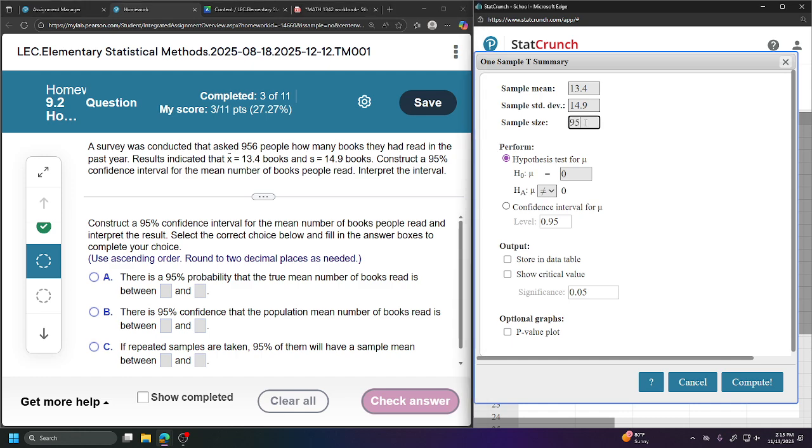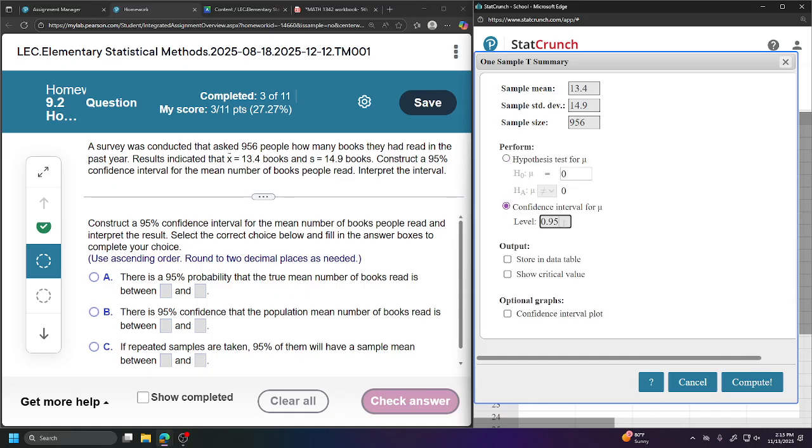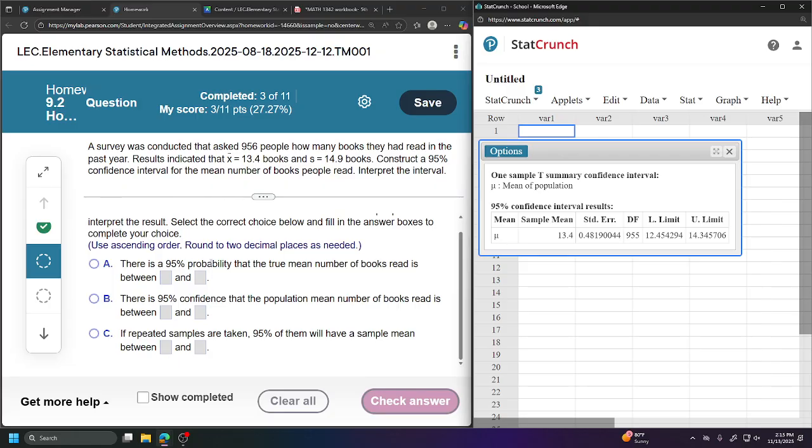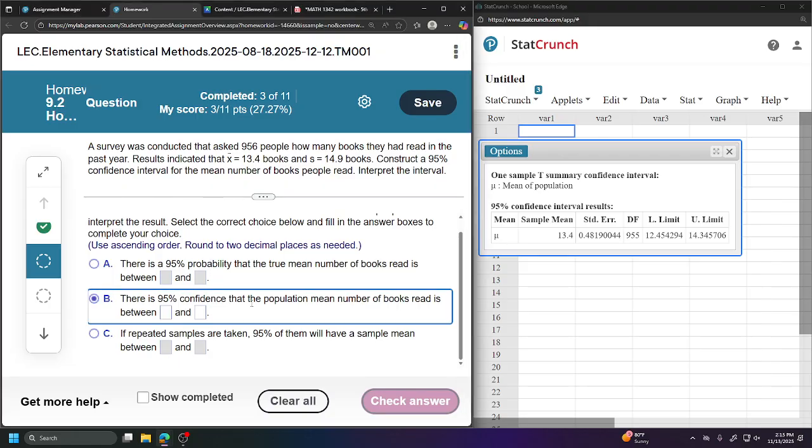Yep, exactly. 956. Confidence of 95. We already got it, so we're good there. I'm going to hit compute. We got my lower and upper. So there's a 95% probability? No. Blah, blah, blah, confidence. Right? Always with confidence. Between two numbers.